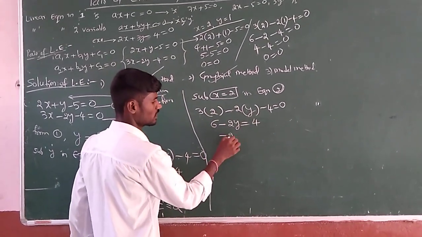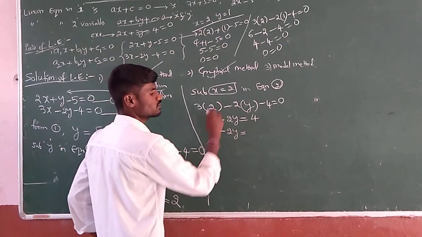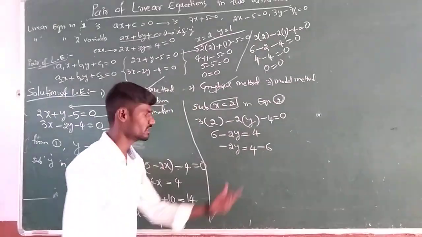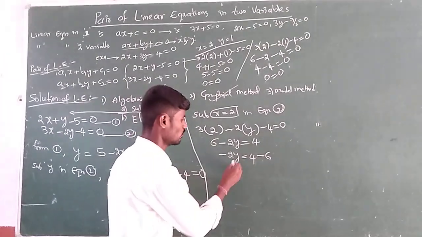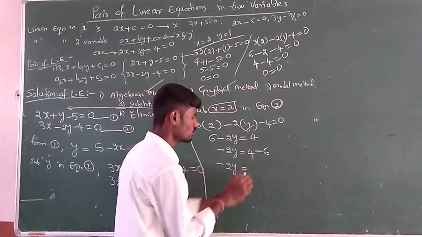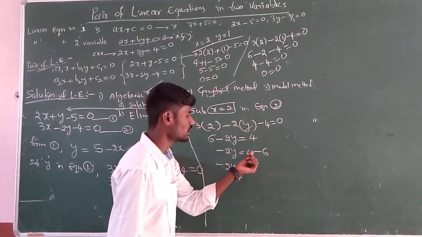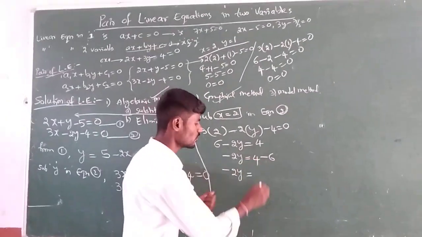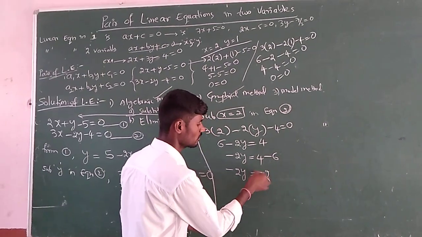Now minus 2y equals, the variable. Transpose the numerals to the opposite side: 4 plus 6 becomes minus 6. Have you understood? 4 minus 6. Now minus 2y equals 4 minus 6, how much? 4 is a smaller number, 6 is a larger number having the minus symbol. So 6 minus 4 is actually 2, but it is minus 6, so minus 2.